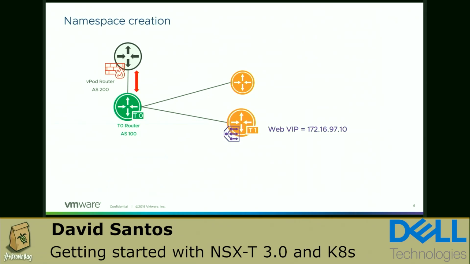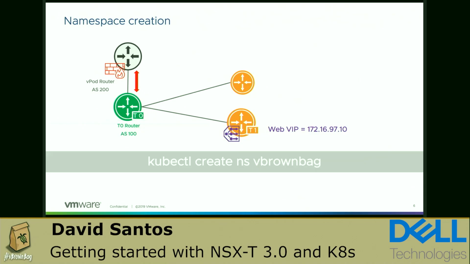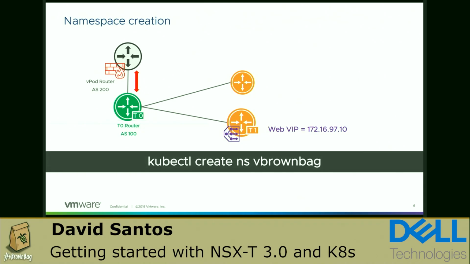So to start, we're going to create a namespace. The namespace will be created with kubectl create namespace vBrownBag. This namespace will be created, and also the source NAT rule.